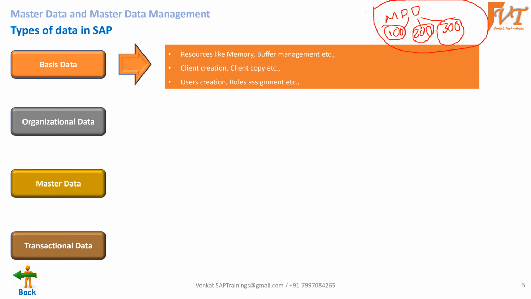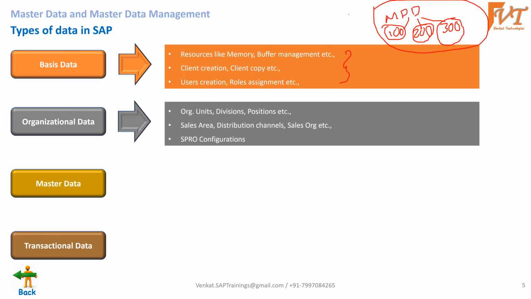And user creation and role assignment, the team will be different. So all these will be considered basis data. Now coming to the organizational data. We have the org units, divisions, positions, sales areas, distribution channels, etc., and the SPRO configurations.